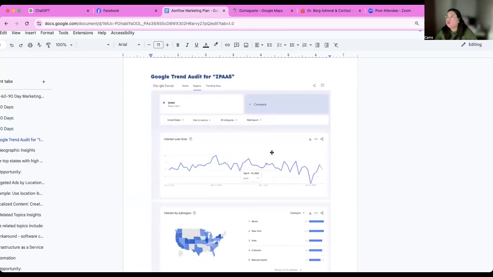And Google Trends, so I think Google Trends, you can check googletrends.com. I'm not sure if it's Google Trends. Let me check.